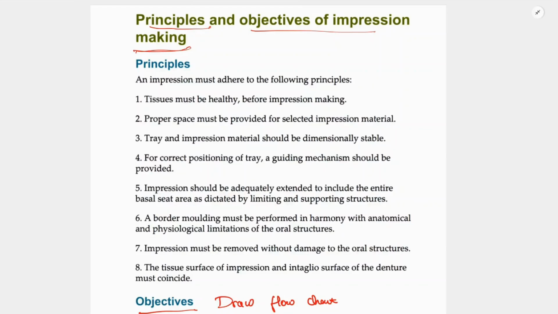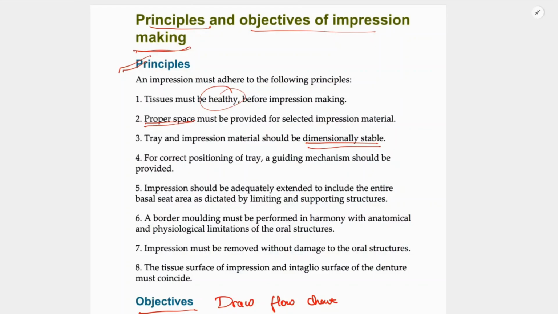So begin with writing the principles. There are 8 main principles of impression making. One is tissue must be healthy before impression making. The keyword over here is healthy. Next, proper space must be provided for selected impression material. Keyword over here is proper space. Third, tray and impression material should be dimensionally stable. Over here, the main keyword is dimensionally stable.